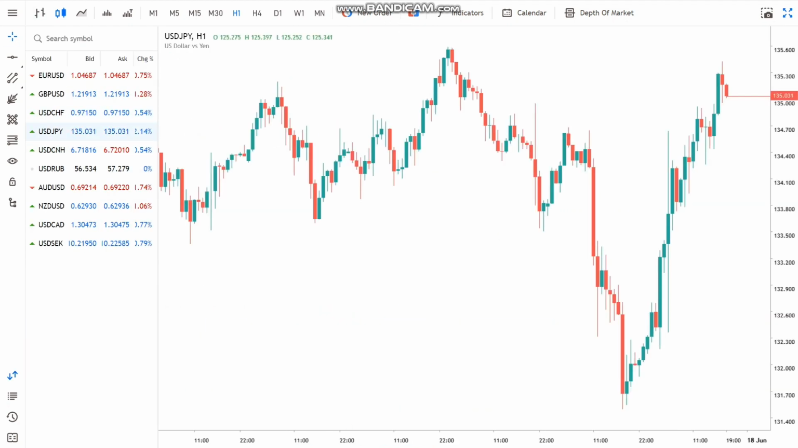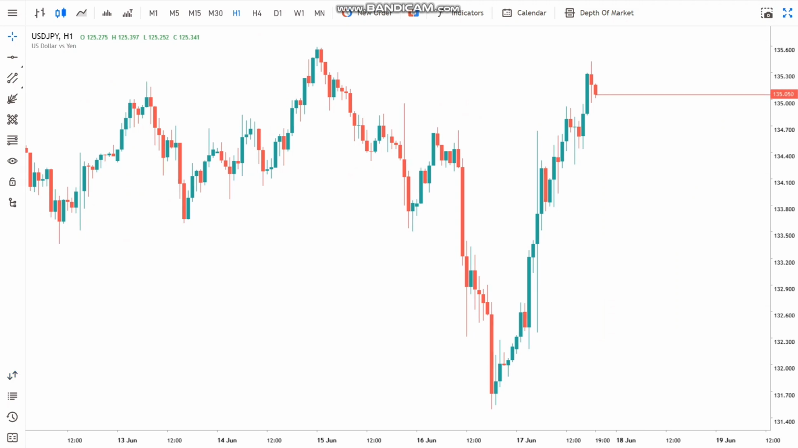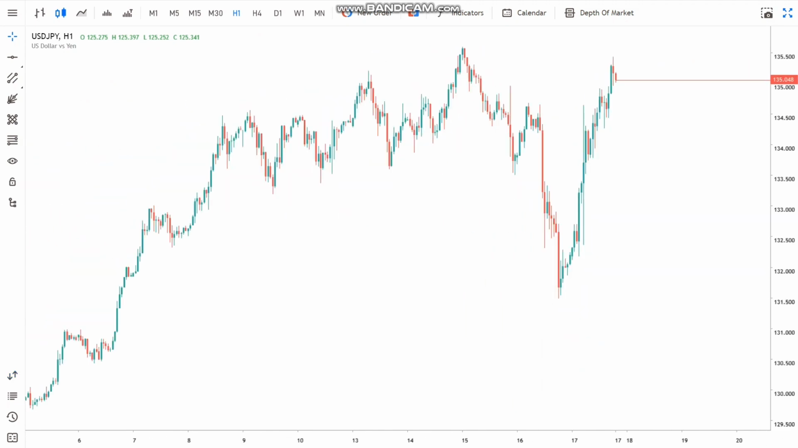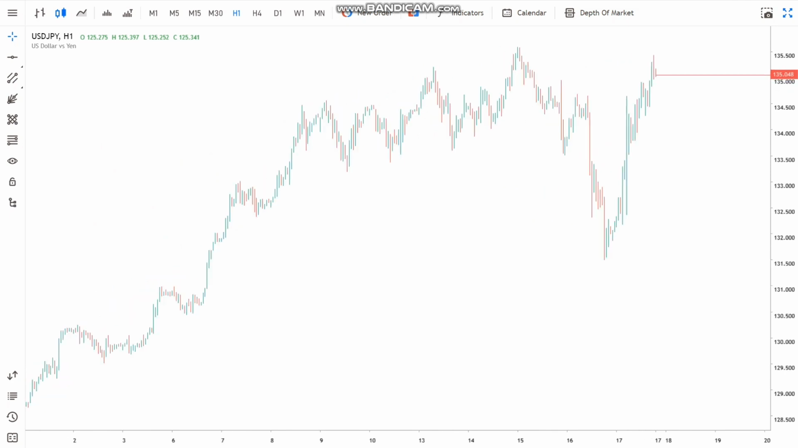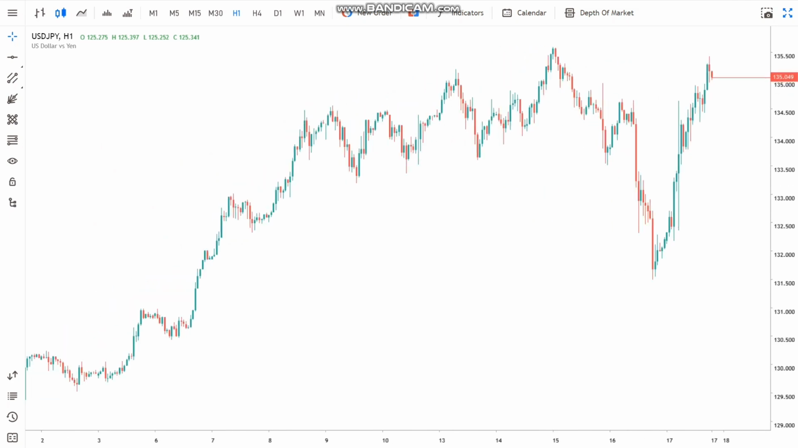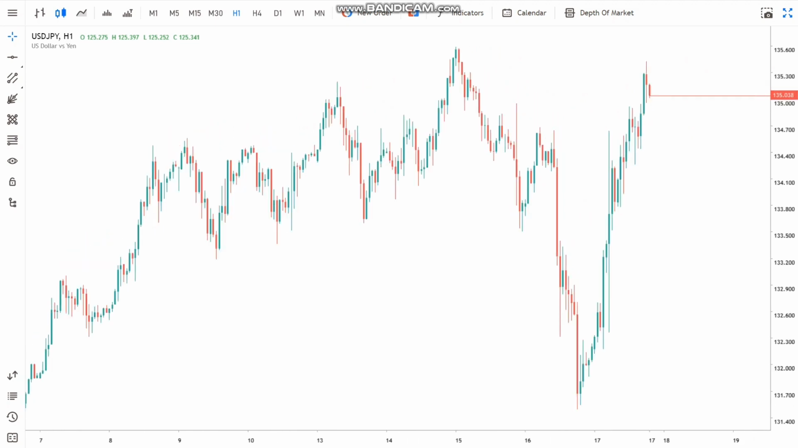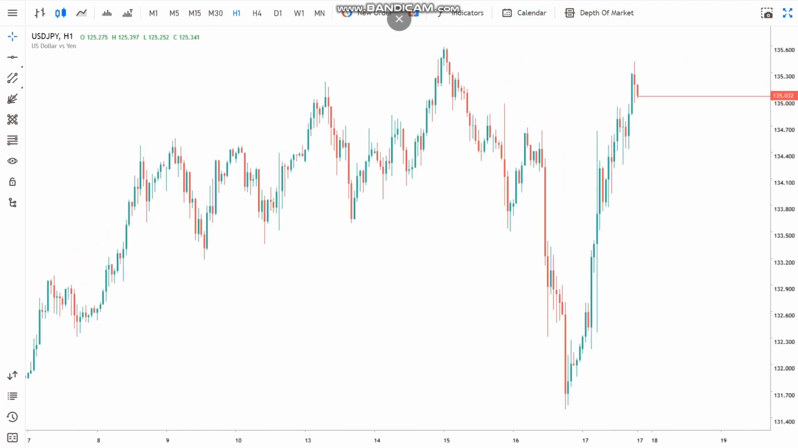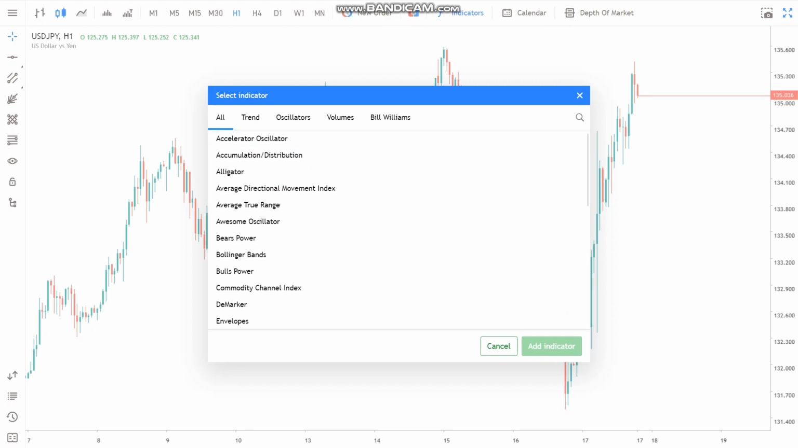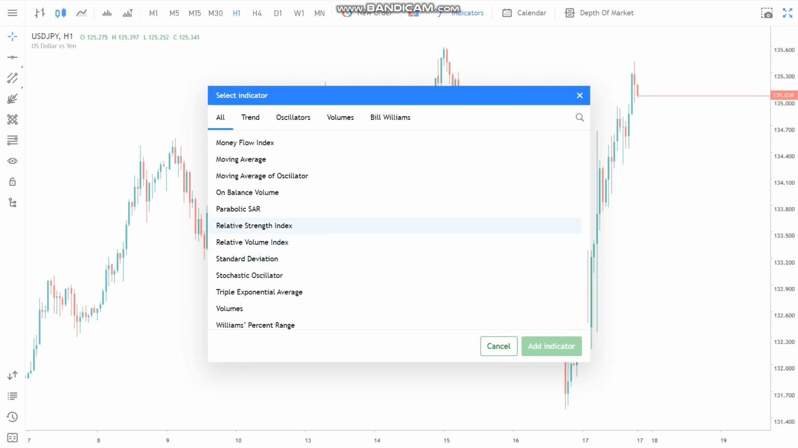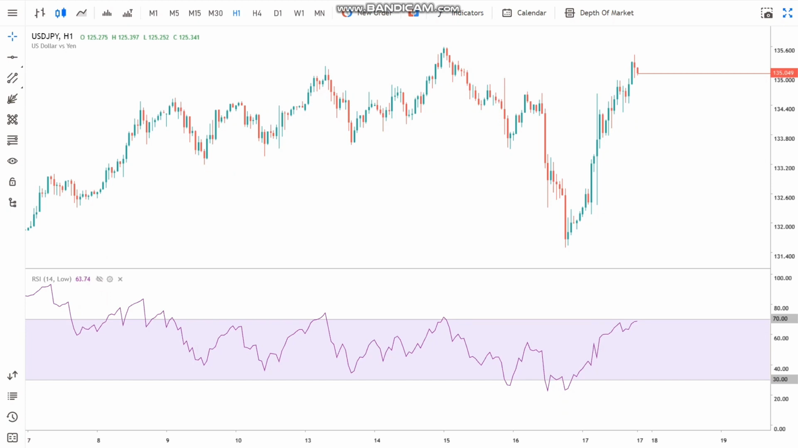This is USD JPY. Yeah, this is my US dollar Japanese yen, guys. So as you can see, first of all, we look for an uptrend, and then we're going to see divergence around this place here. So let's add the RSI, the relative strength index. We add the RSI, and of course divergence is always there, guys.